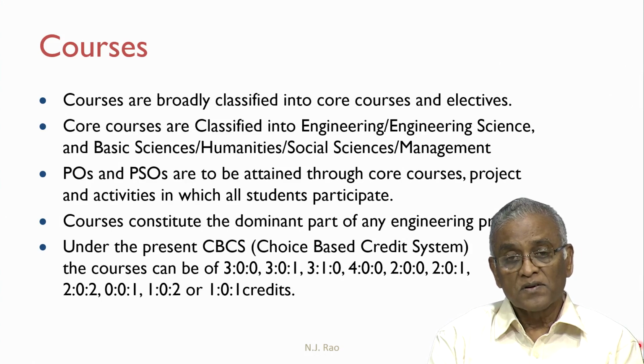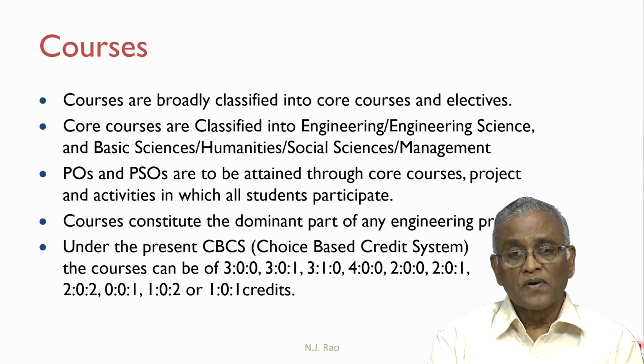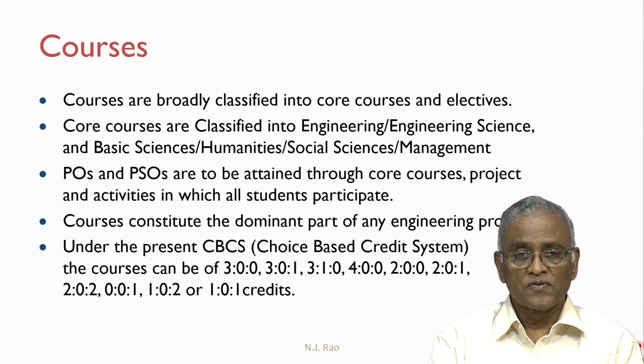You can have 2:0:0, 2:0:1. The smaller number of credit courses can be mainly used to cover the breadth, for example, if you want someone to be familiar with a certain aspect, you do not have to give a full-fledged 3 credit course. You can also have a 1 credit course if you want.